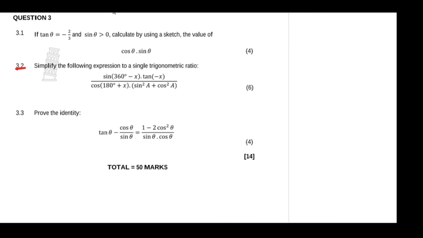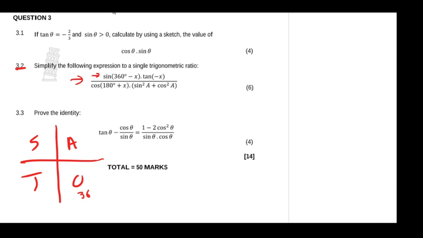So 3.2, we are given this expression. We are asked to simplify it into a single trigonometric ratio. So the first step, as you can see at the top, is sine of 360 degrees minus x. So if we draw our CAST diagram, we know that 360 minus x lies in the fourth quadrant, right?